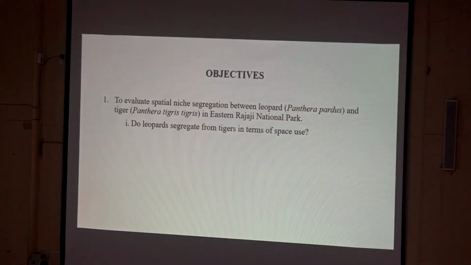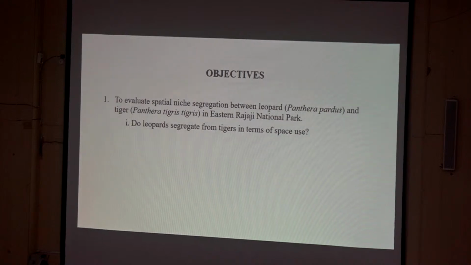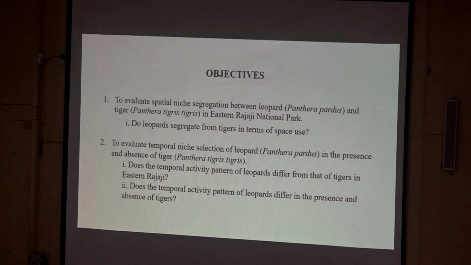My objectives were to evaluate spatial niche segregation between leopard and tiger in Rajaji National Park. And the specific question I asked was, do leopards segregate from tigers in terms of their space use? My second objective was to evaluate temporal niche selection of leopards in the presence and absence of tigers. And my specific questions were, does the temporal activity pattern of leopards differ from that of tigers in Eastern Rajaji? And does the temporal activity pattern of leopards differ in the presence and absence of tigers?